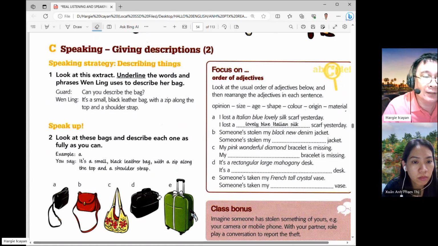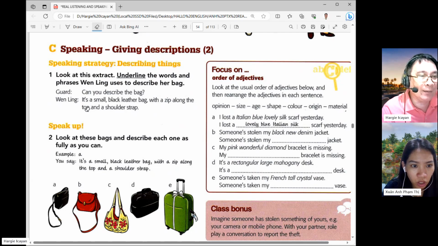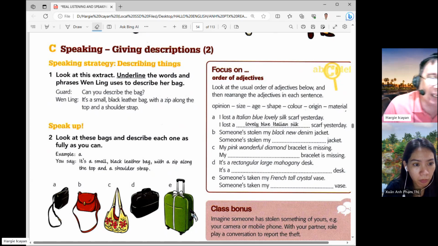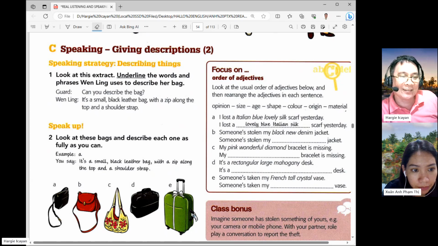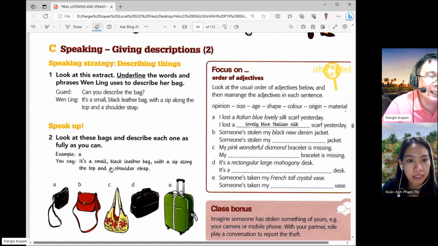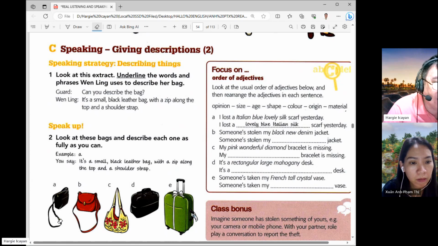So let's try to find the bag of Wen Ling in here. Small black leather. It's a leather bag with a zip along the top and a shoulder strap. So is it A, B, C, D, or E? Which do you think? Small black. I think the letter A. Yes, exactly. It says in here. So according to Wen Ling, it's a small black leather bag with a zip along the top and a shoulder strap.